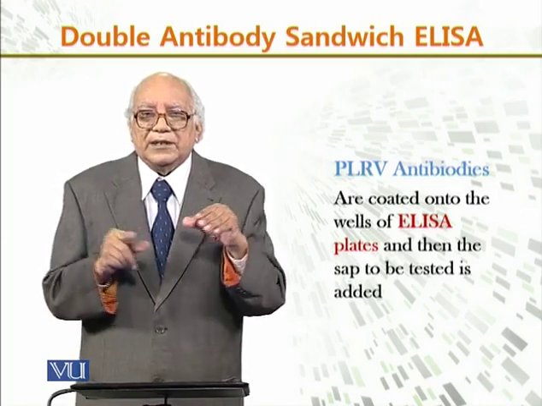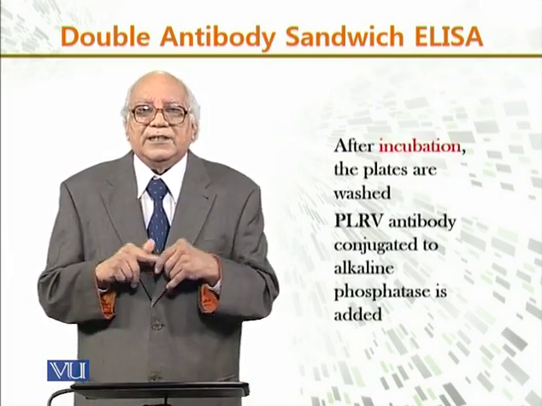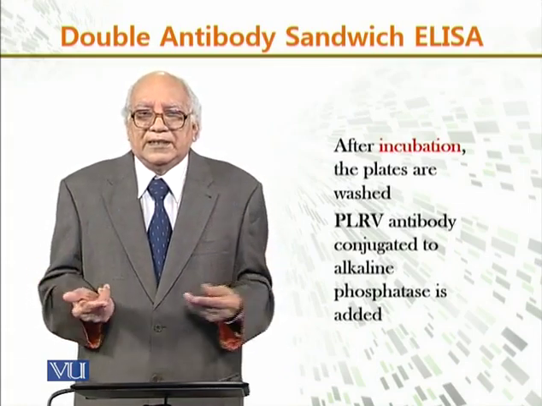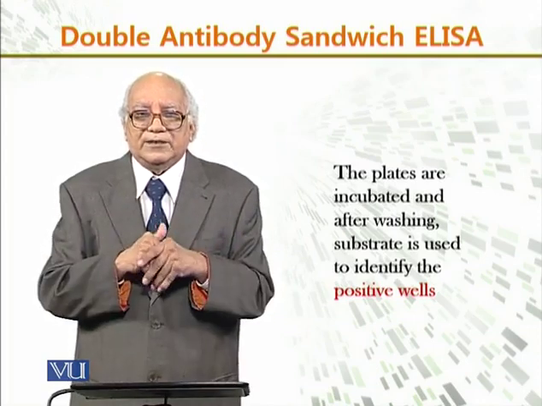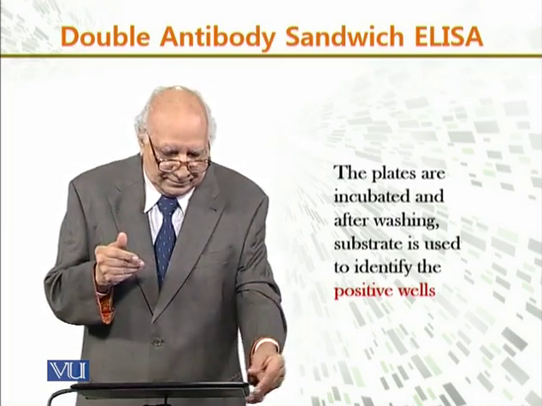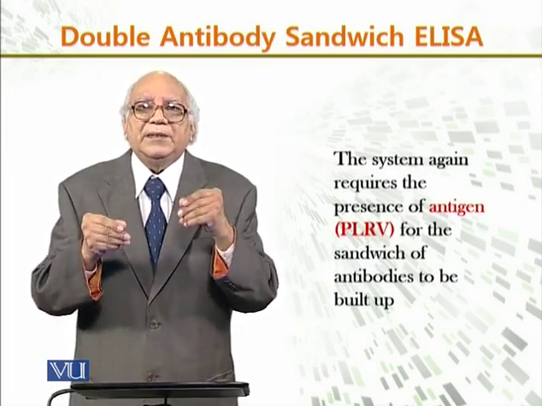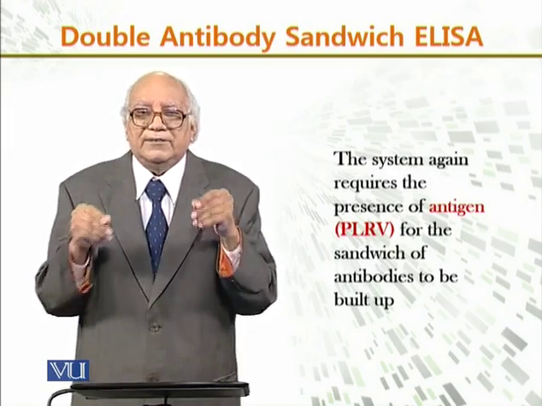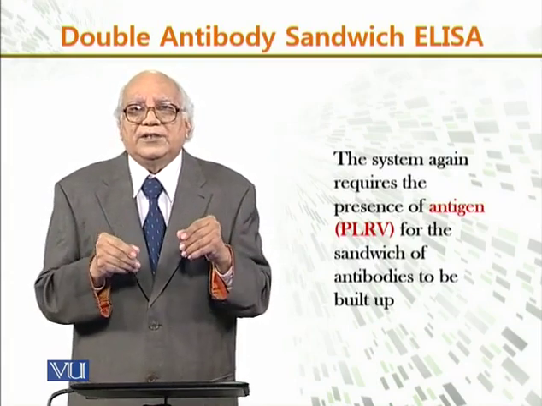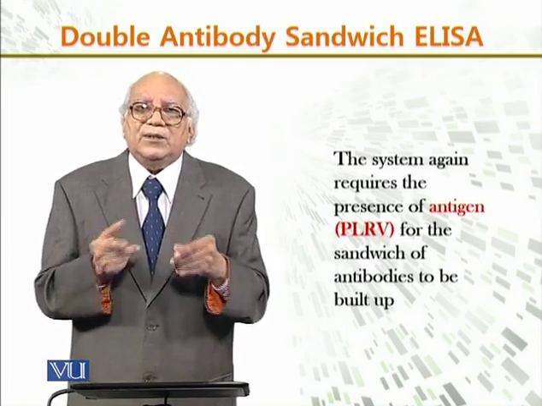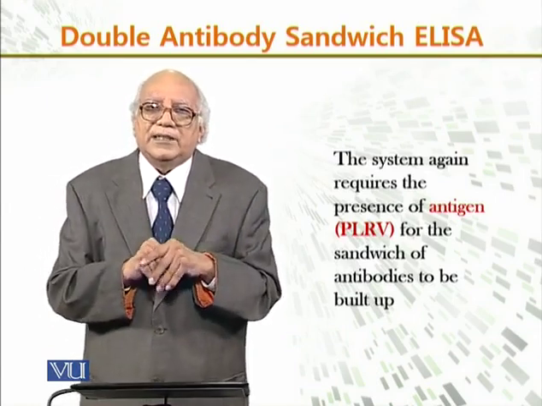PLRV antibodies are coated on the wells of the ELISA plate, and then the sap to be tested is added, as is done with blood, and after incubation the plates are washed. PLRV antibody conjugated to alkaline phosphatase is added, the plates are incubated, and after washing, substrate is used to identify the positive wells. The system again requires the presence of antigen, that is the PLRV antigen, for the sandwich of antibody to be built up. So in this segment, we have discussed how these methods are applicable not only to human beings but to plants as well, or wherever we have to determine the antibody-antigen reaction.